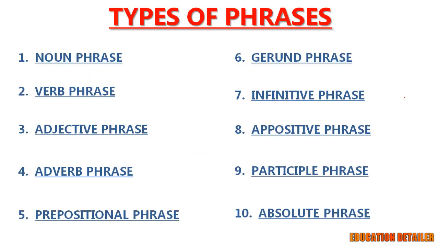Generally, there are 10 types of phrases in English: noun phrase, verb phrase, adjective phrase, adverb phrase, prepositional phrase, gerund phrase, infinitive phrase, appositive phrase, participle phrase, and absolute phrase. Let me explain each and every type with examples.